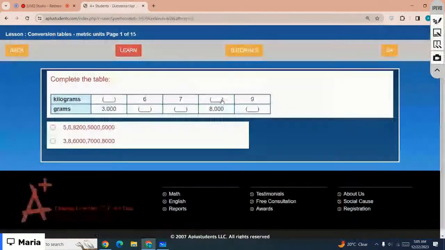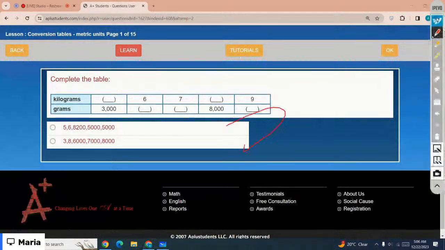So you have complete the table, that is a conversion from kilograms, right? So kilograms is a bigger unit and grams is a smaller unit. 1 kilogram equals 1000 grams, right? That is a basic conversion. You can see here you have 3000 grams. Grams is a smaller unit, right?